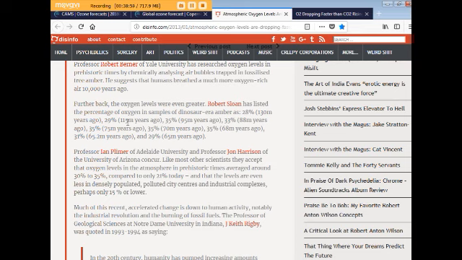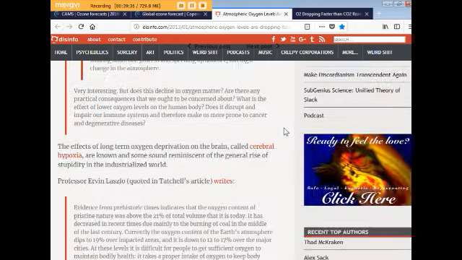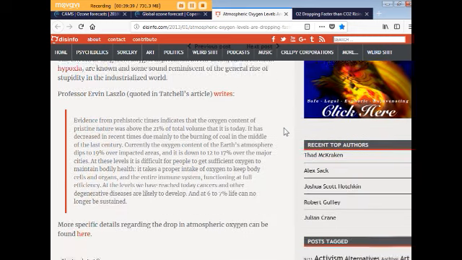29% 115 million years ago. 35% 95 million years ago. 33% 88 million years ago. 35% 75 million years ago. 35% 70 million years ago. 35% 68 million years ago. 31% 65.2 million years ago, and 29% 65 million years ago. And so on.